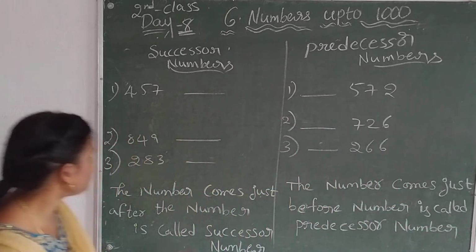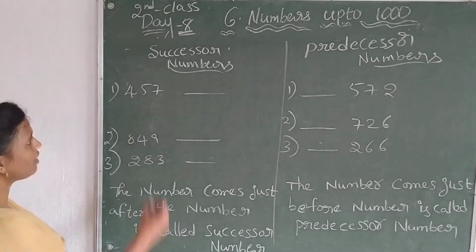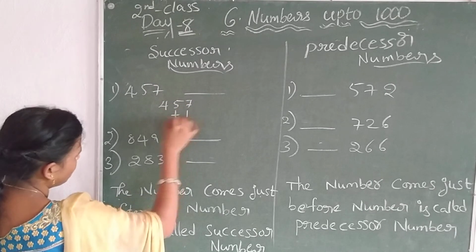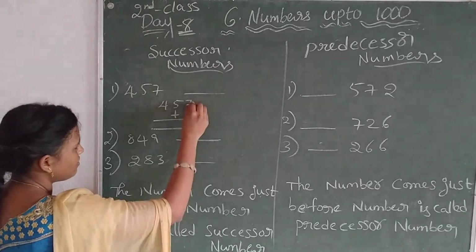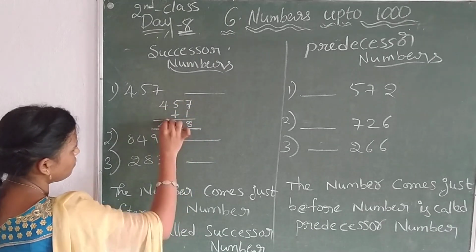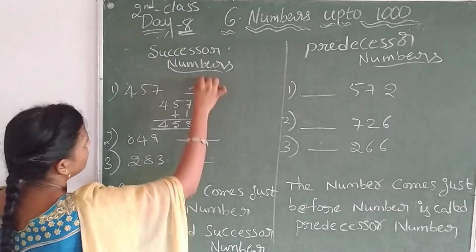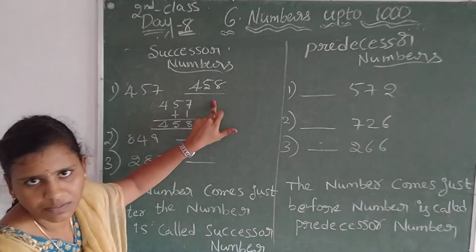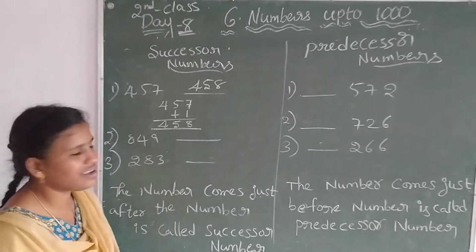Okay, come to the sum. 457 after, or 457 plus 1. We should add 1 in the 1's place. 7 plus 1 is 8. This is 5 and this is 4. What is the number? 558. Write down 558. It is nothing but an after number also. Okay. Successor number means you should add 1 in the 1's place.